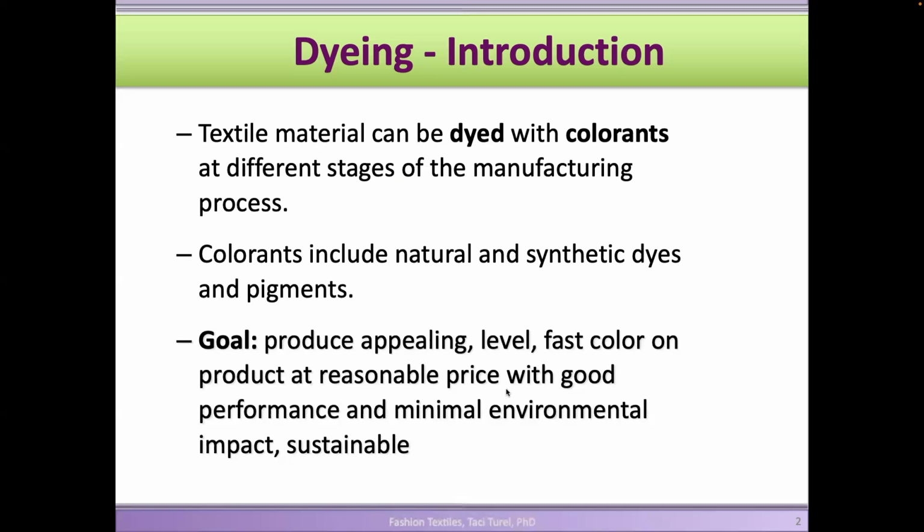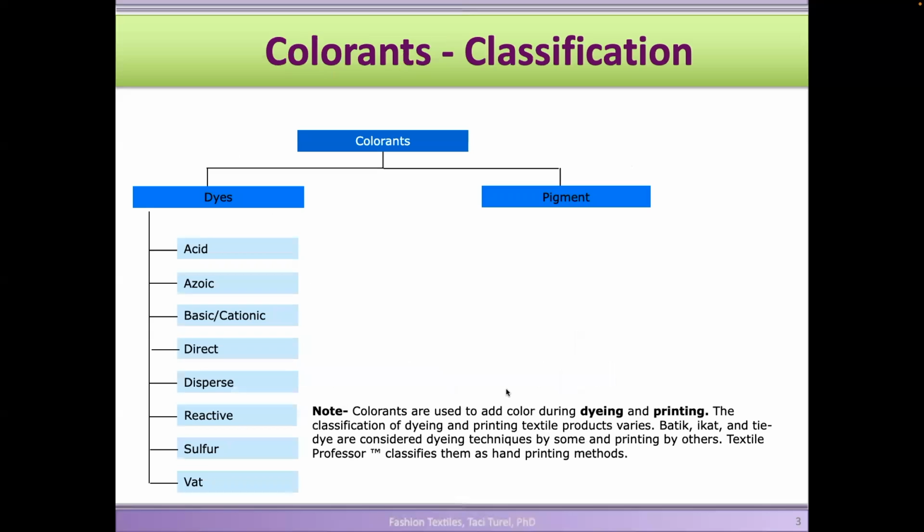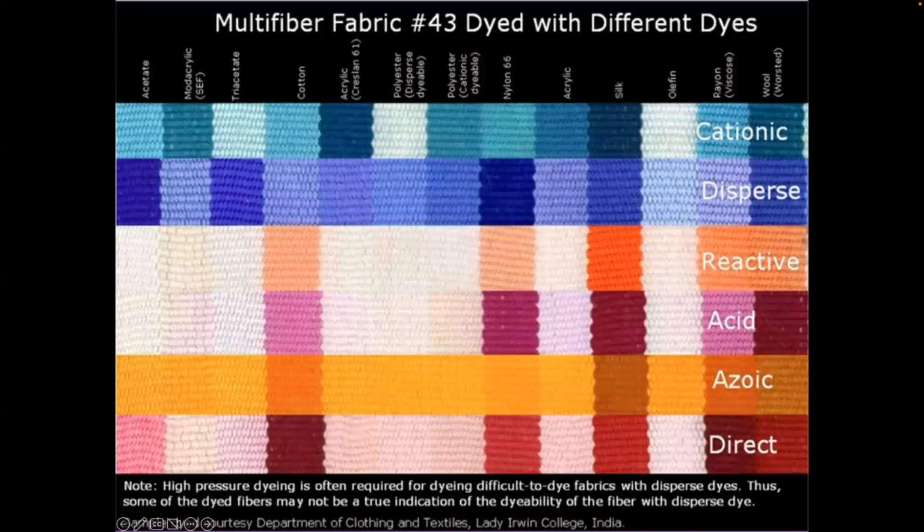But there are, of course, environmental issues, sustainability issues with colorants, because a lot of colorants are chemicals and they're bad for the environment. Now, when we talk about colorants, there are two kinds, dyes and pigments. And dyes can be natural or synthetic dyes. The main dyes that we use are acid dyes, azoic dyes, basic, direct, dispersed, reactive dyes, sulfur dyes, vat dyes. So those are different kinds of dyes that you can use to dye fabrics.